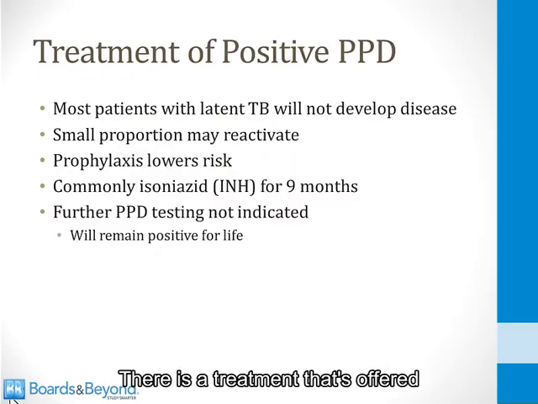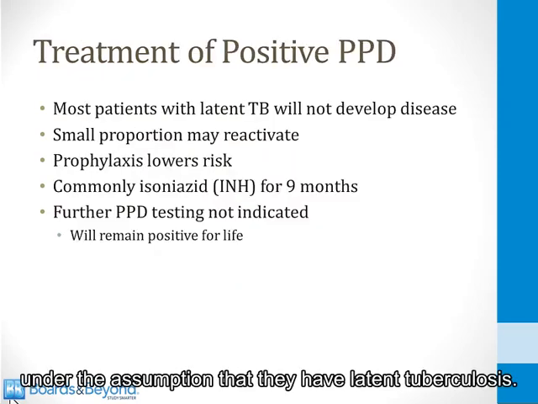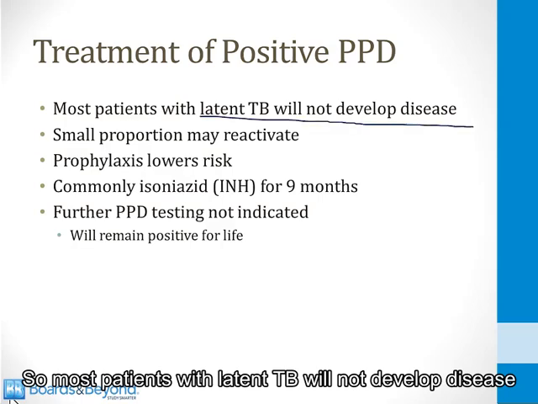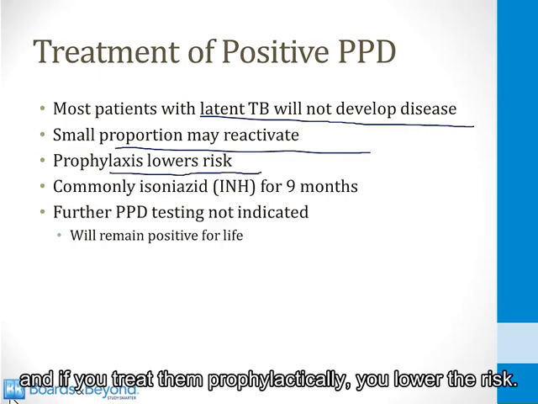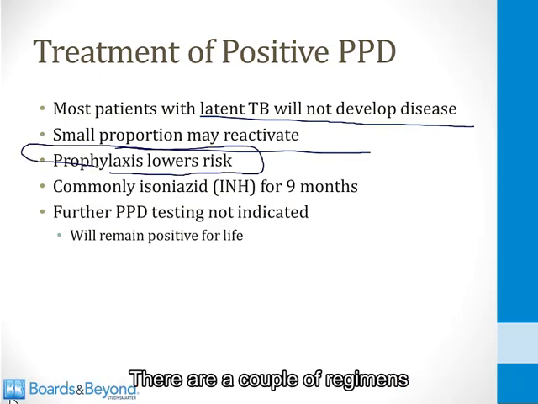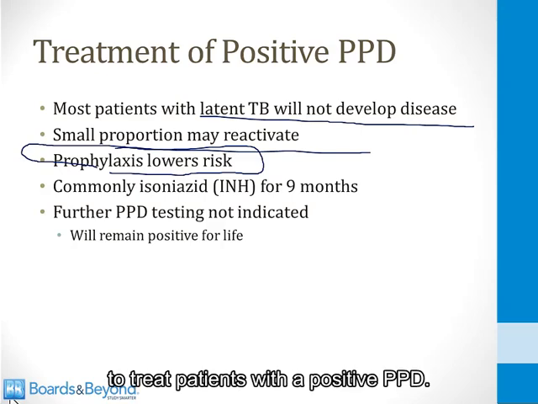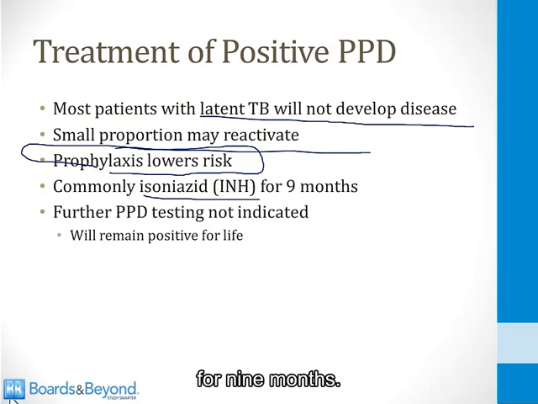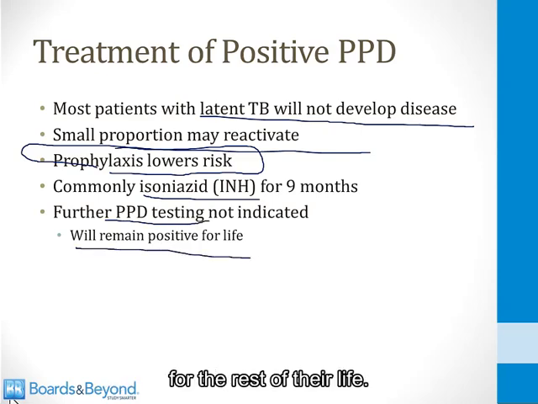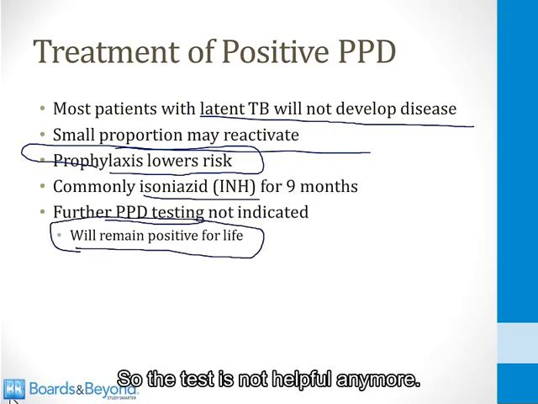There is a treatment that's offered to people with a positive PPD under the assumption that they have latent tuberculosis. So most patients with latent TB will not develop disease, but there is a small proportion that may reactivate. And if you treat them prophylactically, you lower the risk. And there are a couple of regimens to treat patients with a positive PPD, but one of the very common ones is isoniazid or INH for 9 months. After you treat people like this, you never want to do another PPD because it's always going to be positive for the rest of their life, so the test is not helpful anymore. If you're worried whether they have tuberculosis, you have to do a chest x-ray and other workup for active disease.